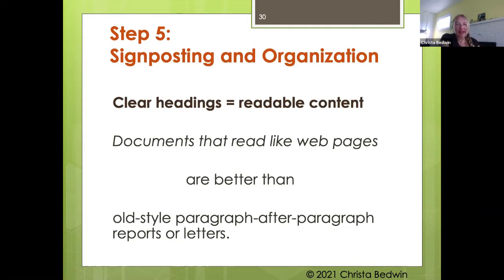So clear headings make for readable content. And so another thing, which is a modern aspect and also applies to academic writing, is documents that read like web pages are better than the old fashioned paragraph after paragraph after paragraph reports or letters. We can make headings. And sometimes I run into people and they think, oh, it's not allowed. Yes, it's allowed.